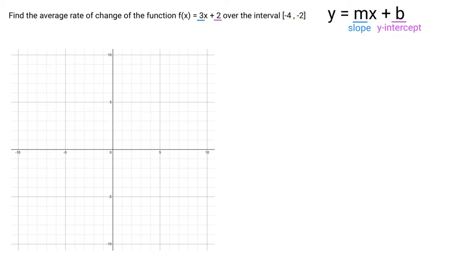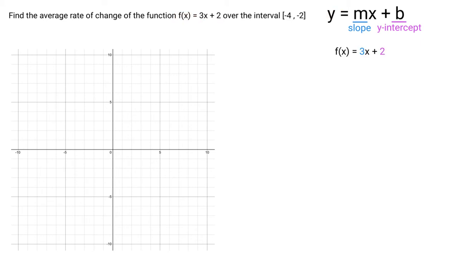All right, let's take a look at this problem, which will be a review of linear functions. It says, find the average rate of change of the function f of x equals 3x plus 2 over the interval -4, -2. The equation of a line is y equals mx plus b, where m is the slope and b is the y-intercept. You may be wondering, why does this say f of x and this say y? It's basically the same thing. You can think of a function as a machine where you plug in a value for x and then it spits out a value for y. Another way to say the same thing is that you plug in a value for x and it spits out a value f of x.